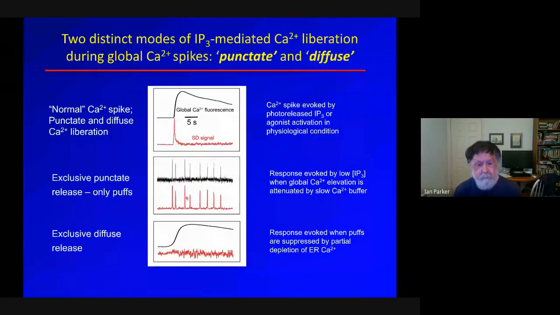In the middle panel here, if we apply some EGTA into a cell, which buffers the global rise, and give a relatively low photorelease of IP3, we can get puffs which continue for a long time. They're picked up very well by our SD signal, with very little or no global rise in calcium. If we partially deplete the ER, there's still enough calcium left to get a global rise, but our SD signal is flat, no puffs. So, clear discrimination: punctate release, diffuse release.